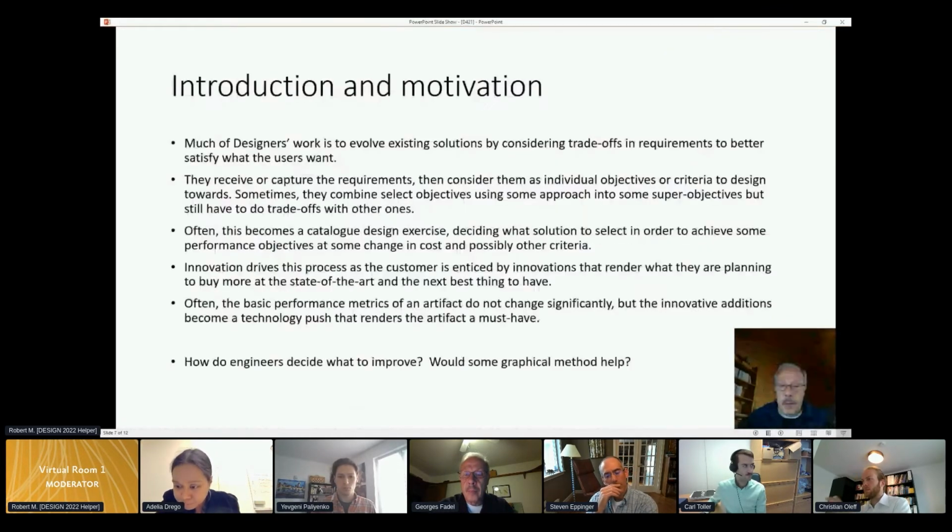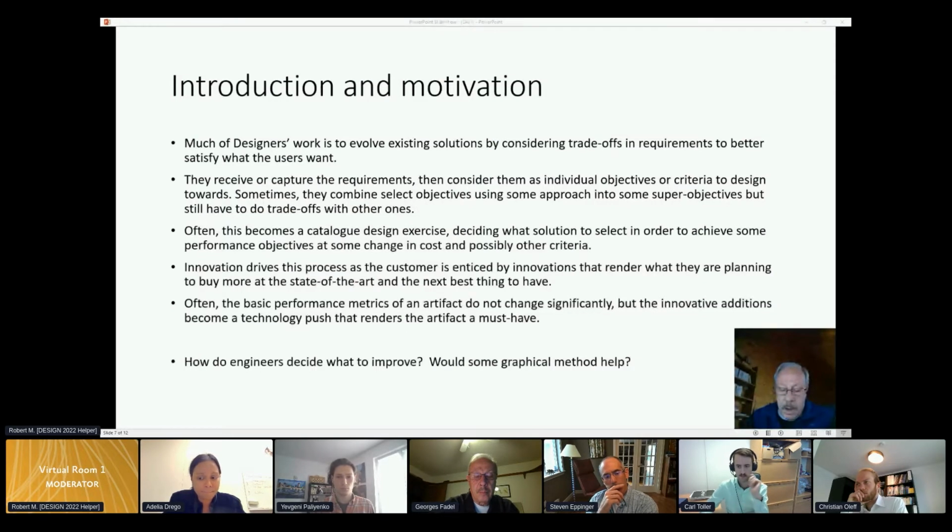This paper is motivated by the need to evolve designs considering user requirements. Engineering designers capture requirements using various approaches and then consider them as individual objectives or criteria and may combine them into some super objective. Then they will have to trade off between them.